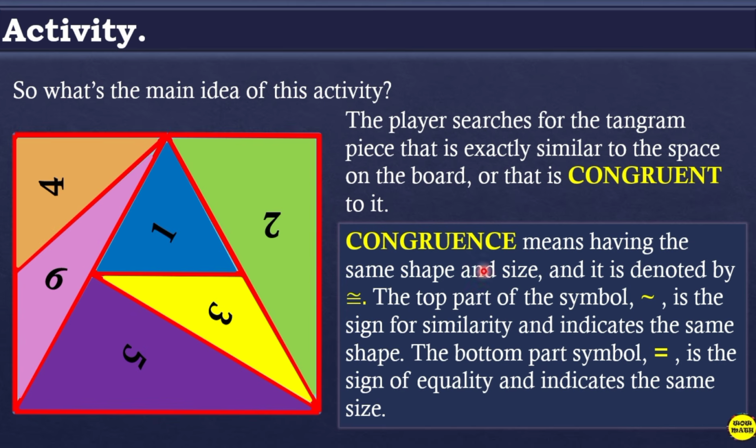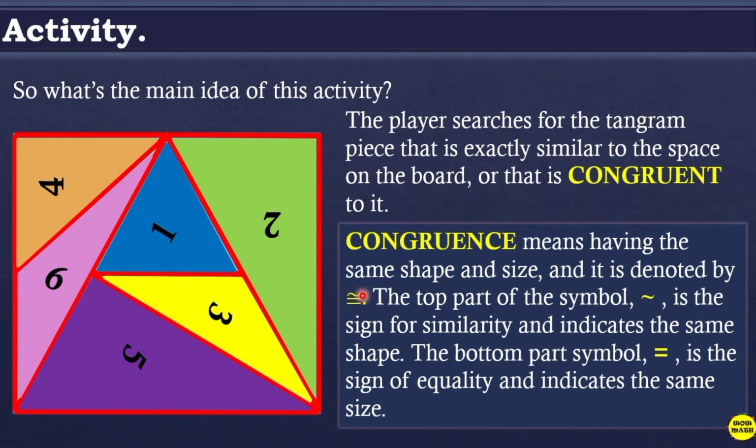It is denoted by the symbol. Pag may nakita tayo na equal sign, tapos may alon sa taas, that is the symbol for congruency. Hindi natin pwedeng tawagin na congruent sila kung hindi sila equal. That's why we have the equal symbol here. The top part of the symbol, yung parang alon, is the sign for similarity and it indicates the same shape. Kapag pareho sila, ito ang symbol natin for congruent.